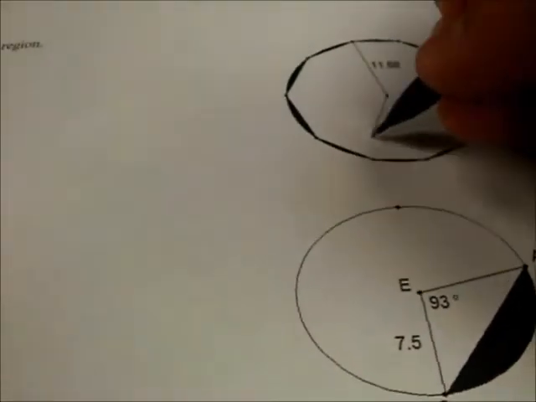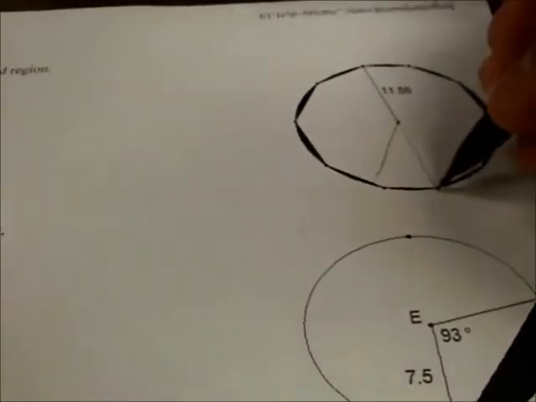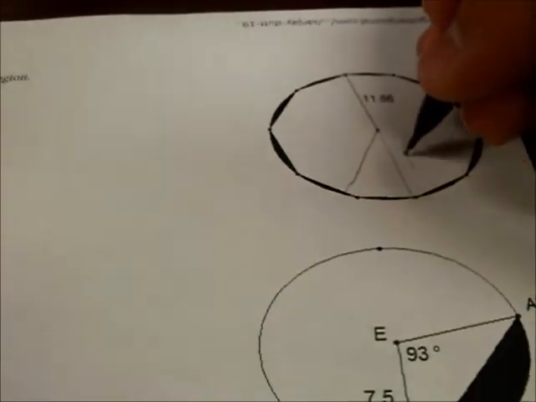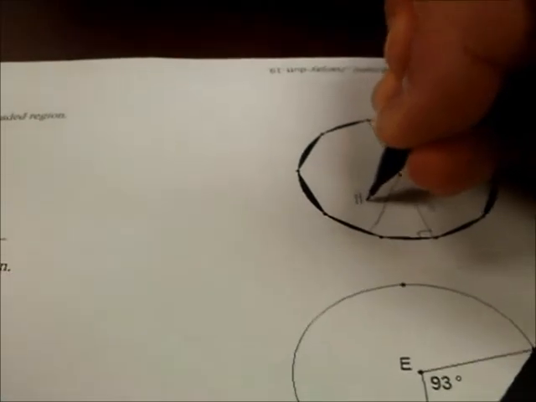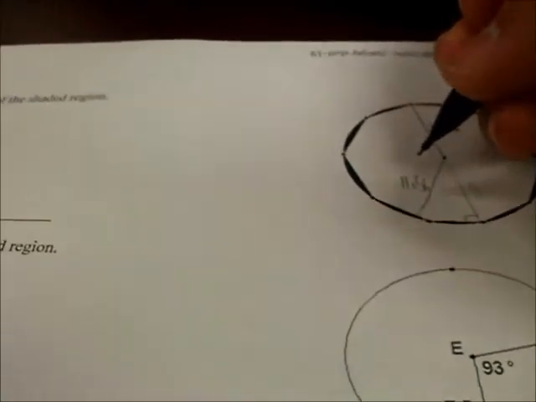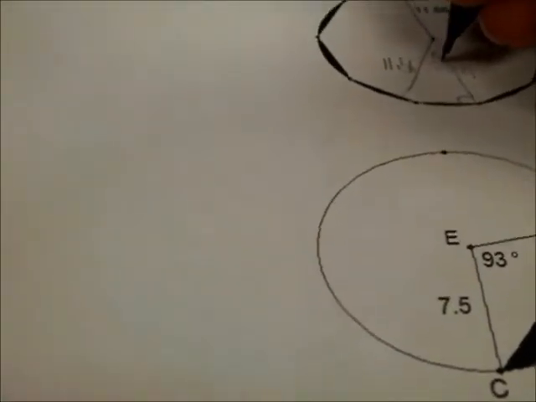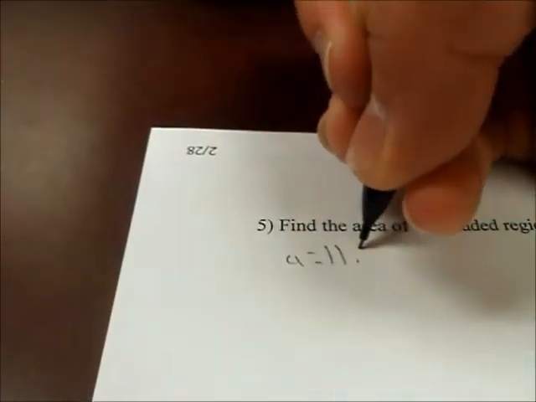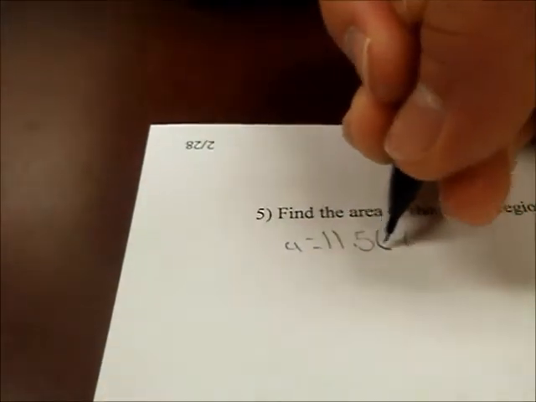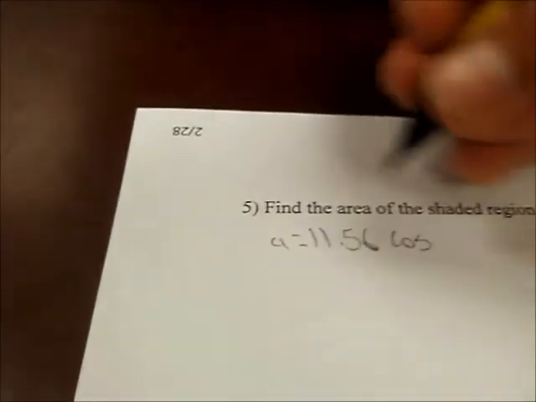Okay, for question 5, we are given a circle with a 10-sided polygon inside. We want to find the shaded region, and we are given that the radius is 11.56. So the first step is to find the angle measures. So you get 360 divided by 10, and you get 36 for that, but you want to divide by 2 again, so you get 18 for the triangle.